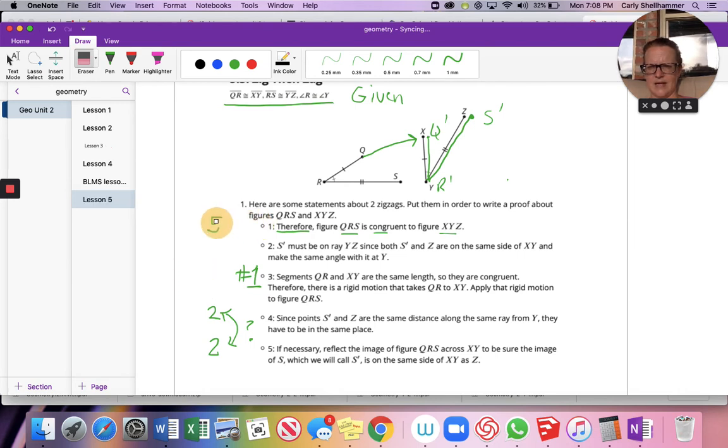And I'm still saying this one is definitely number 5, just because of the therefore. So let's find number 2. Let's read these again. Since points S prime and Z are the same distance along the same ray from Y, they have to be in the same place. I like that one. If necessary, reflect the image of figure QRS across XY to be sure the image of S, which we'll call S prime. Okay, so that one is number 2.